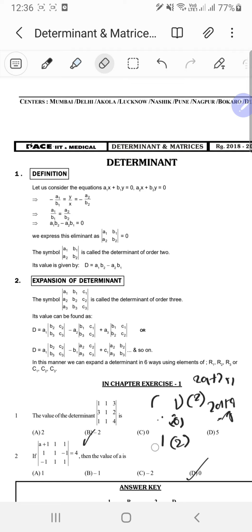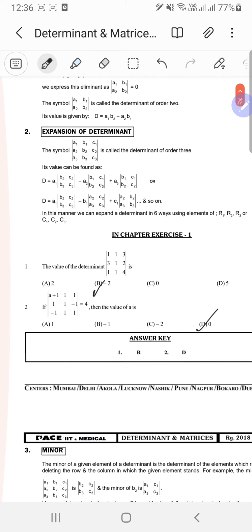Okay, let's see if that is correct or not. Most of the times whatever I do, it's always incorrect. Let's see. So b and d, yeah, it's correct. Okay, next question.